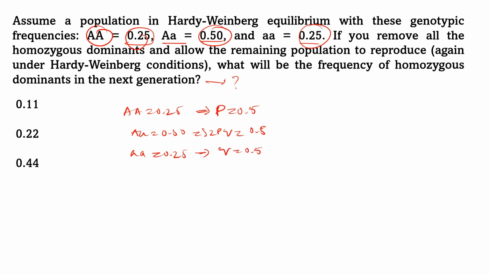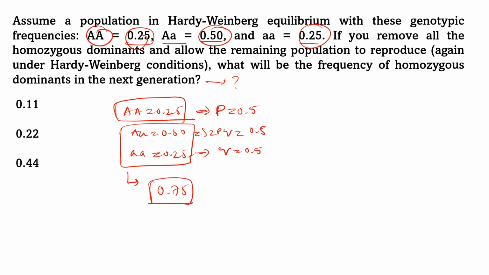They are removing the complete population of dominant homozygotes. So what will be the rest of the population? It is 0.75. The 0.75 frequency of the population will be there, and the remaining 0.25 is removed. Now we have to calculate the new frequency of q. We know that the q frequency is 0.5, but the total population is 0.75. So 0.5 divided by 0.75, what will be the value? It will be 0.66. So the q value will be 0.66.